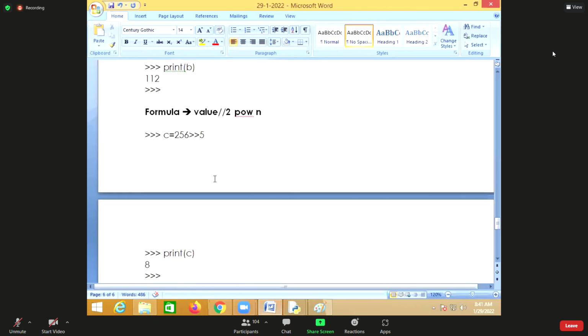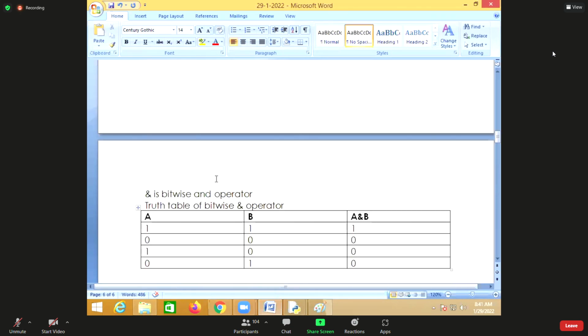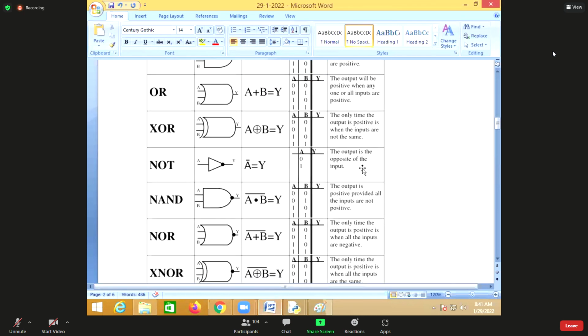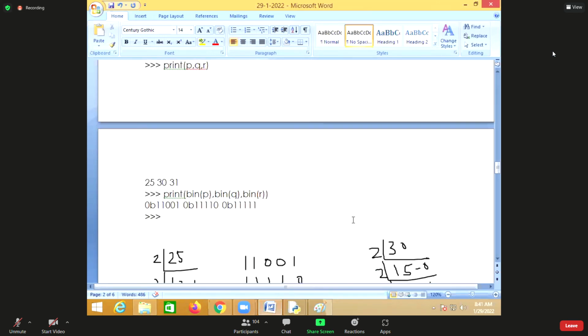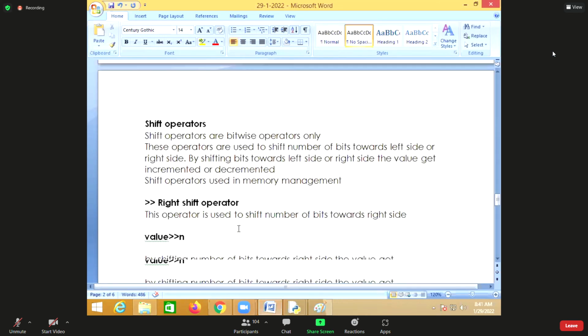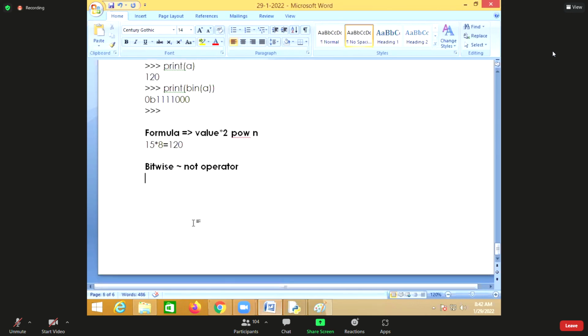Actually, the NOT operator is used for applying which gate? NOT gate. See, the output is the opposite of the input. The output is the opposite of which one? Input. But actually here, when you're talking about the NOT operator, it will do this operation by converting into zeros and ones.